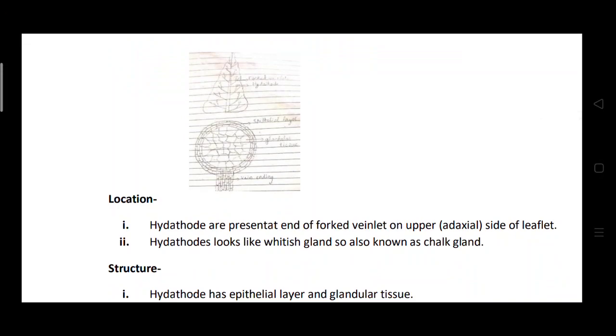are mostly present on the end of the forked veinlets on the upper sides of leaflets. As you see in the plant Nephrolepis, at the upper sides of the leaves, at the end of these forked veins, on that point the hydathodes are present. So hydathodes look like whitish glands, so they are known as chalk glands. So this hydathode is present on the upper sides, at the end of the forked veinlets.